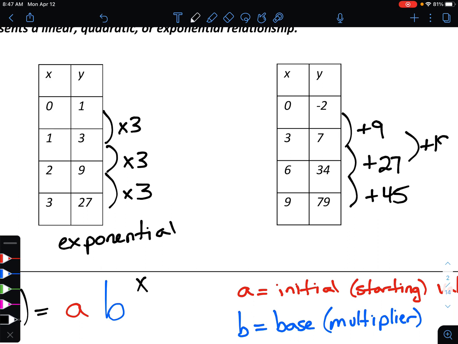From 9 to 27, we go up by 18. From 27 to 45, also up by 18. So now we have a second common difference, meaning it took us the second try before we found it. That's going to be an example then of a quadratic function.